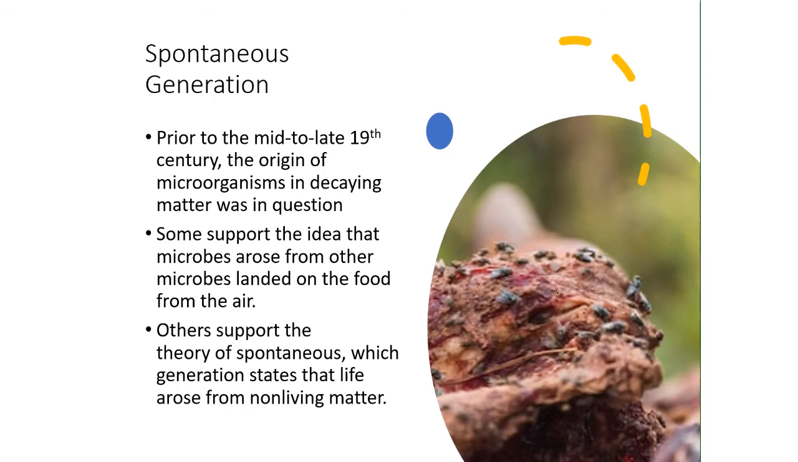So where do they come from, right? The concept of spontaneous generation is the idea that living things can grow and be created from non-living things. In this case, the living thing would be the flies and the maggots, and the non-living thing would be the piece of meat.